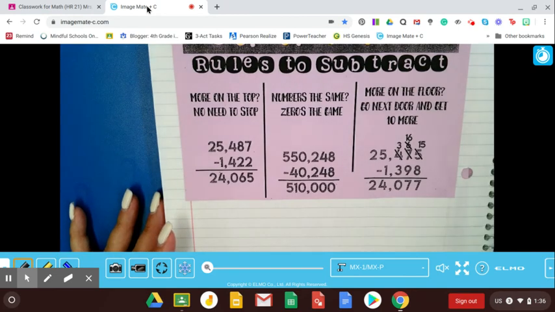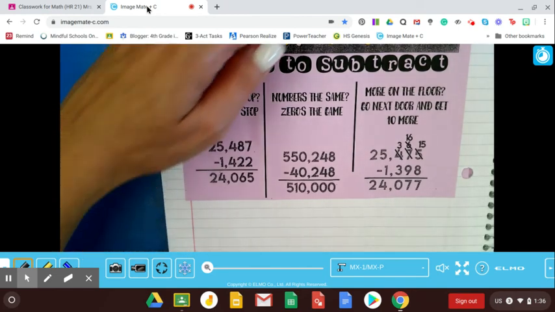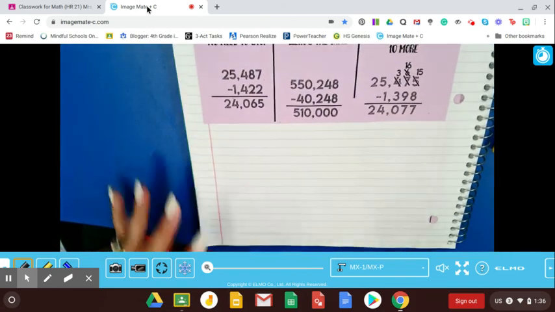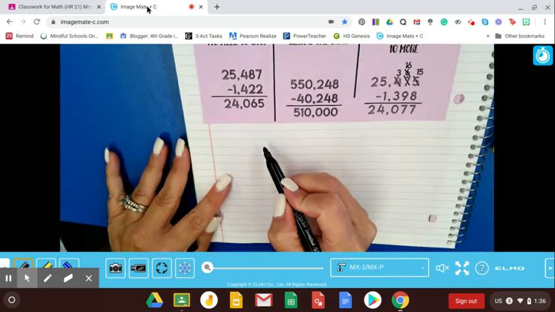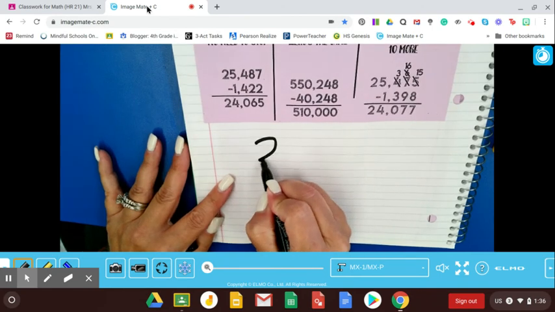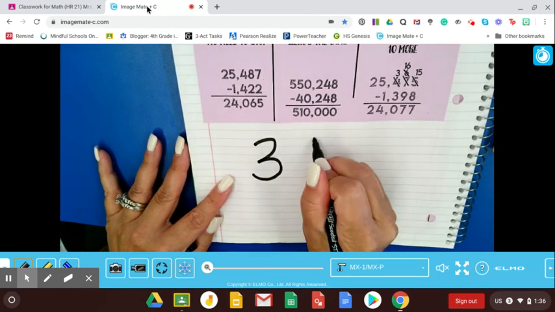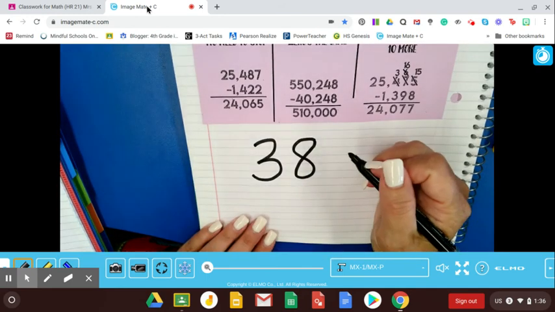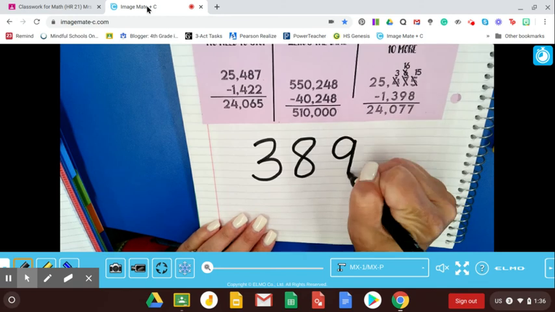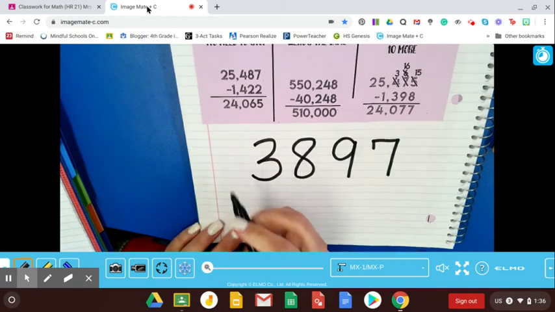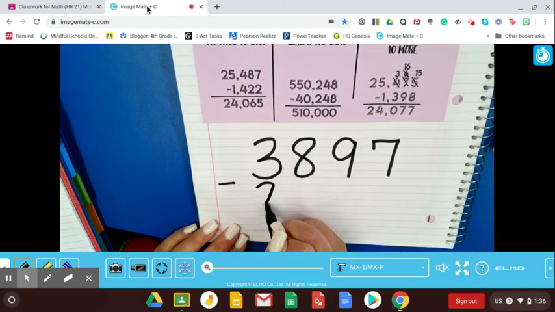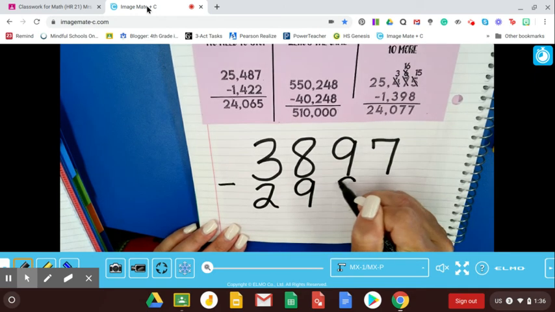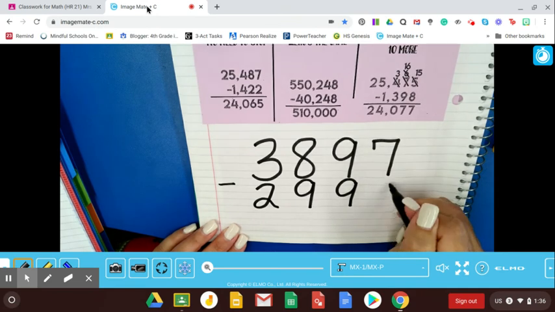All right, let's do a problem. I am going to use the white space that's at the bottom of my page to write a subtraction problem. I'm going to write pretty big. I'm going to do 3,897 minus 2,998.